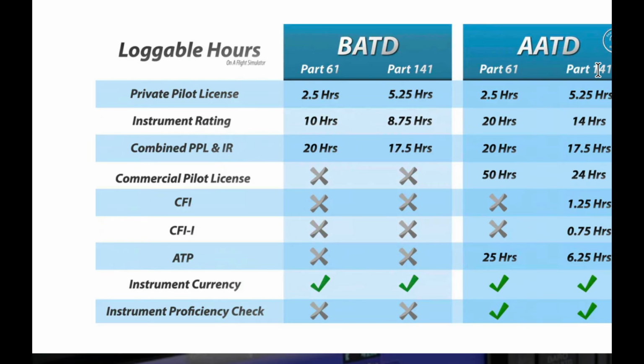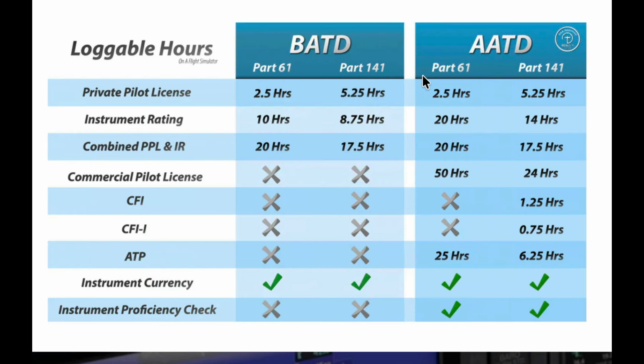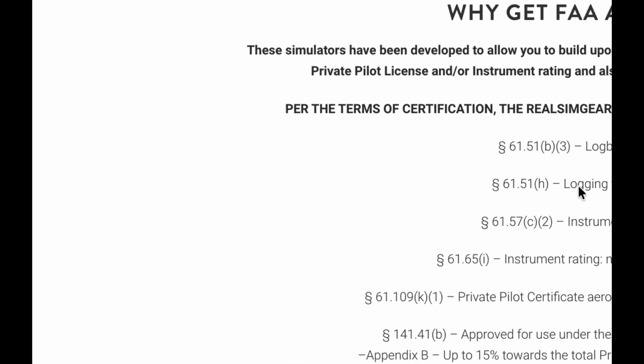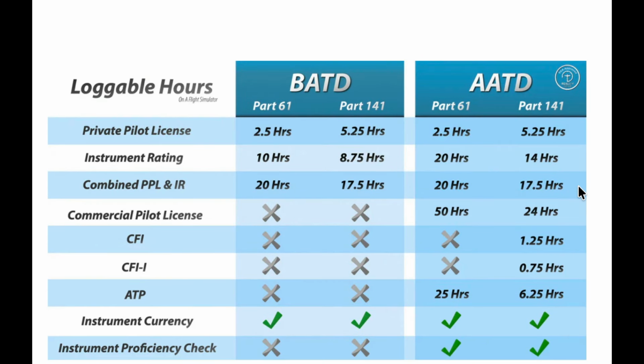Okay, I'm not going to get into all that and what you can and can't do, but we're going to look at the hours that you can fly towards your private pilot, towards your instrument, towards your commercial. So you can log a pretty good chunk of hours towards your flight hours. Actually, it says right here 50 hours, so that's just for the commercial. I was wrong on that. Okay, so let's take a look at this. You can fly a lot of hours based on whether you're flying Part 61 or 141.